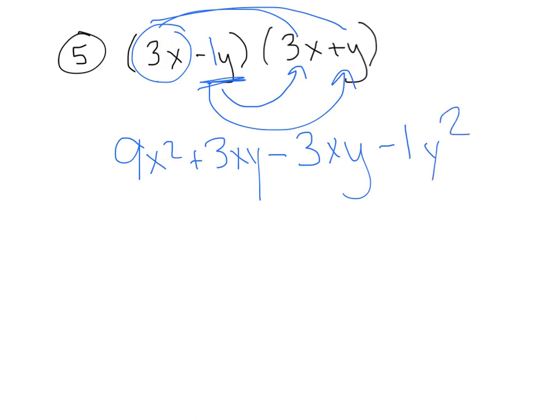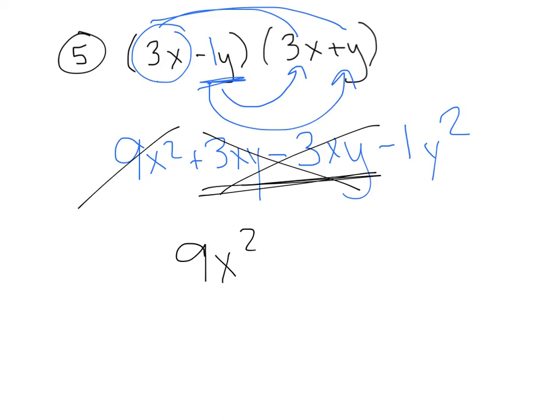So now again in the middle, I have these two terms, which are similar. A lot of the times the two terms in the middle will be similar. So 3xy minus 3xy, those are going to cancel out. So now for my answer, 9x squared. I don't have any other x squared, so it's just going to be 9x squared. Done with that one. And then a minus 1y squared. So this is our answer for this one.